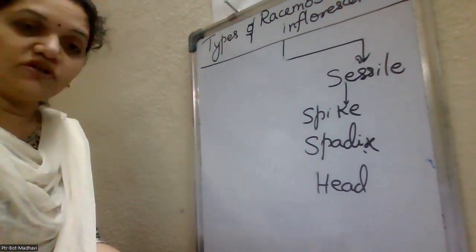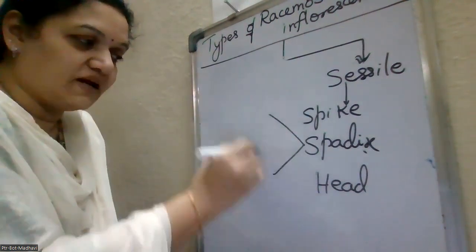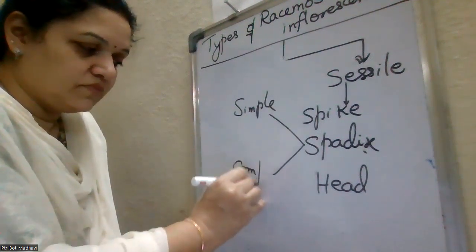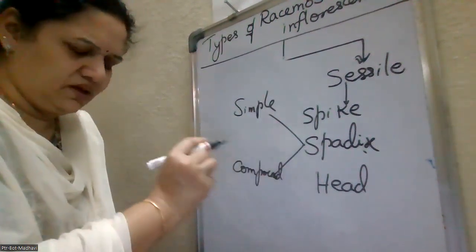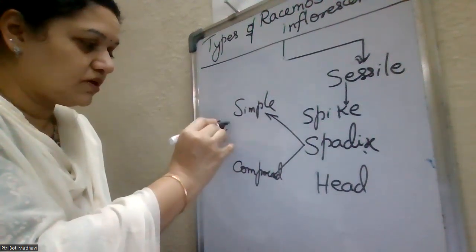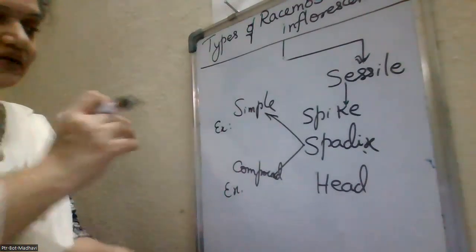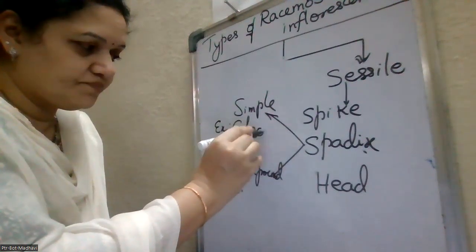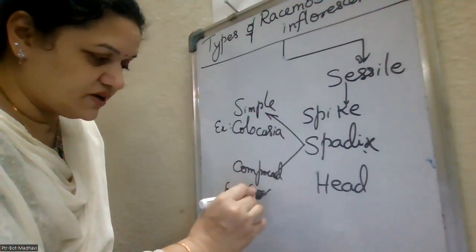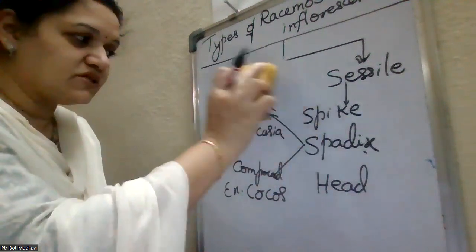And based on the inflorescence axis, again it is the simple spadix and the compound spadix. Simple spadix example, Colocasia. Compound spadix example, Cocos nucifera, coconut. Okay, so in this, how does the inflorescence look?